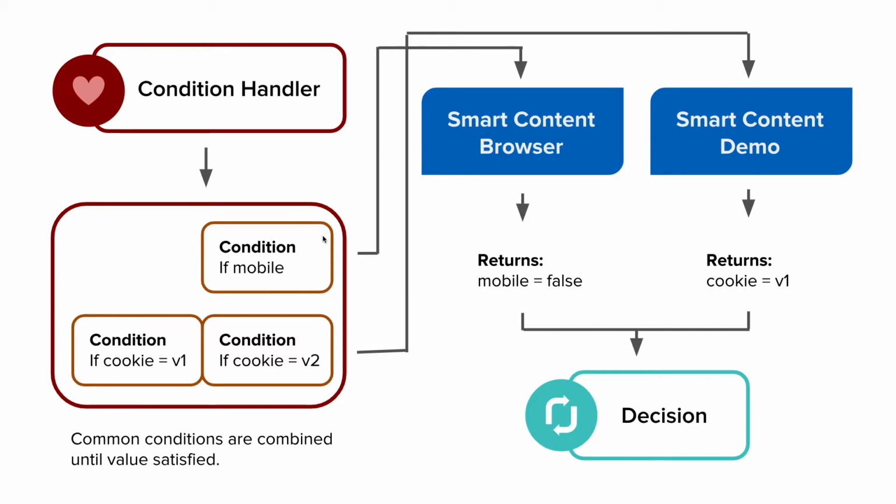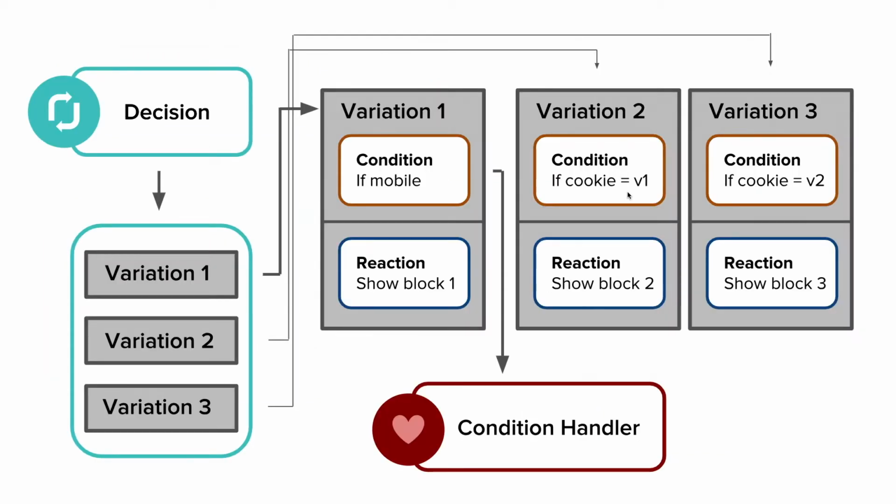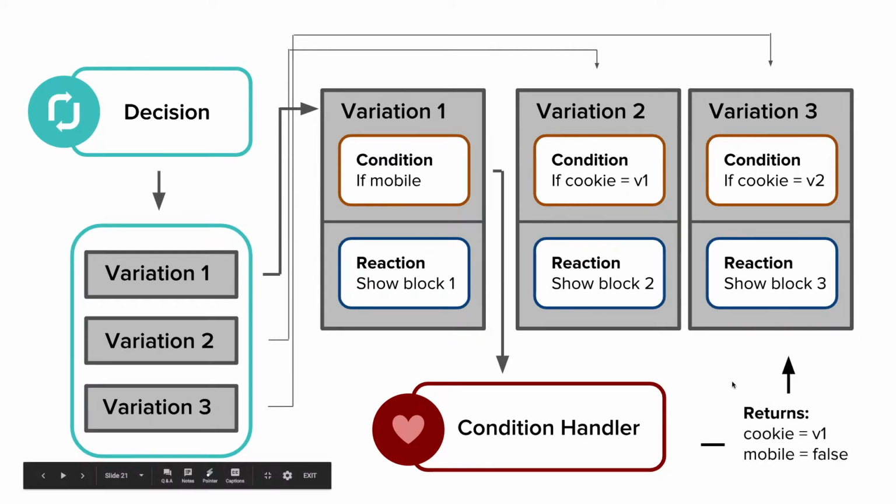Once you've paired those together, it basically sends out an event for things to subscribe to, and they're going to claim the ones that they're responsible for. So in this case, Smart Content Browser might grab the if mobile one, and the Smart Content Demo would grab the demo cookies that I've set up. They go and retrieve that information, and they're going to return results for those. So mobile is false in this case, and cookie value is v1. It's going to then send it back into this system.